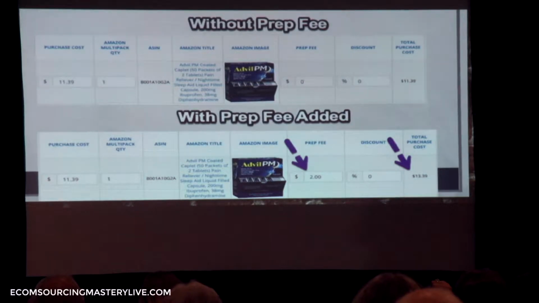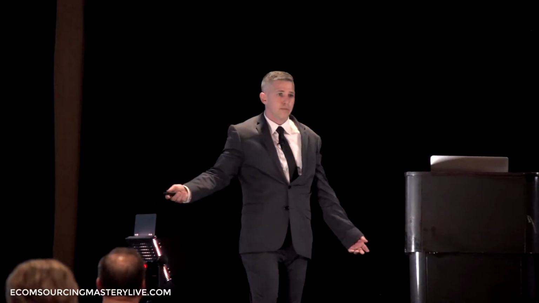I just put an arbitrary number in there for $2 per unit, which would be the prep fee. Obviously, that could destroy your margins. It could make or break your margin, right? That $2 could be a lot. So it's something that you have to calculate for. So it changes the cost of your product. So you have the ability to put that in there to make your decisions.